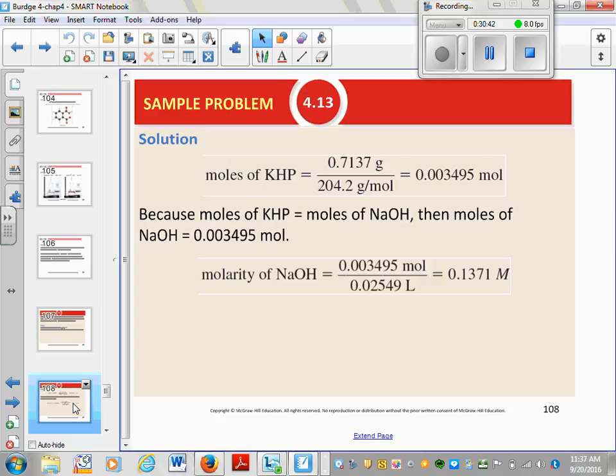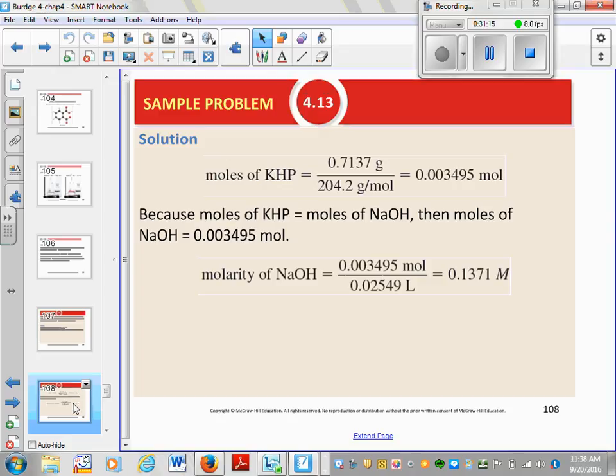Okay? To figure out the concentration of the solution, molarity is moles over liters. So we have 0.003495 moles divided by 0.02549 liters. The 0.02549 liters, if you remember, 25.49 milliliters was used to titrate. That's where the liters came from. We converted the milliliters to liters.